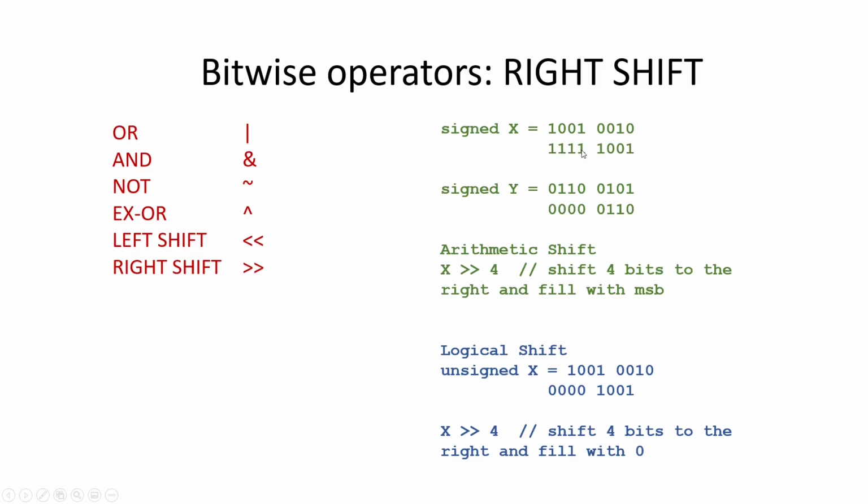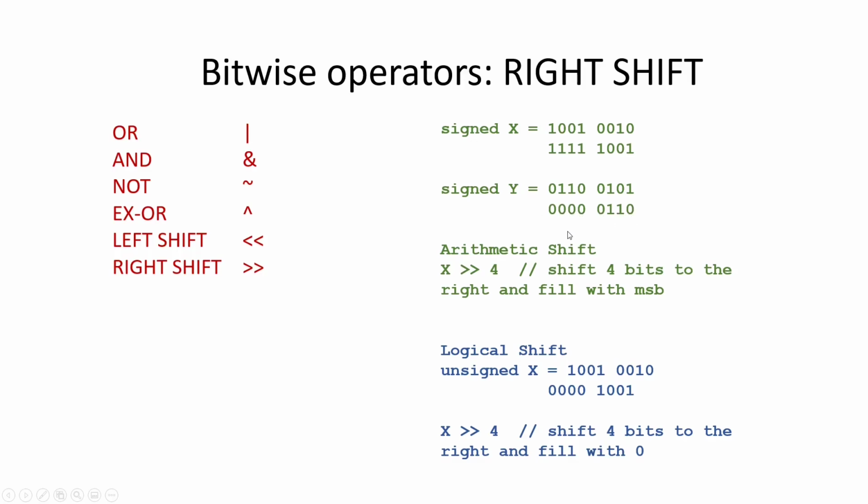I'll talk a little bit about this as an example in just a second. For a positive number, like this number right here, it's going to shift in zeros. So the 0, 1, 1, 0, the 4 most significant bits become the 4 least significant bits, 0, 1, 1, 0, and it's going to shift in zeros.